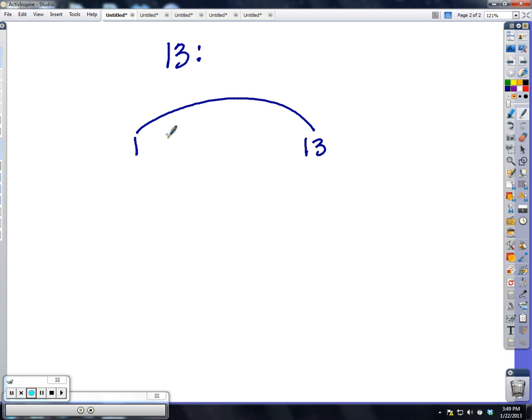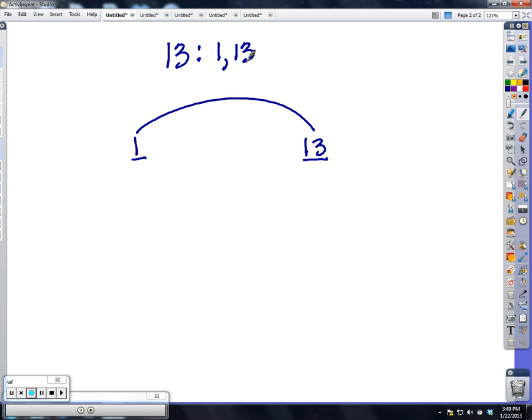So 2 times nothing, 3 times nothing, 4 times nothing, 5 times nothing, 6 won't go into 13 evenly, 7 won't go, 8 times nothing, 9 times nothing, 10 times nothing, 11 times nothing, 12 times nothing, but then I get to 13. 13 is where I repeat factors. So all of the factors for 13 are 1 and 13.